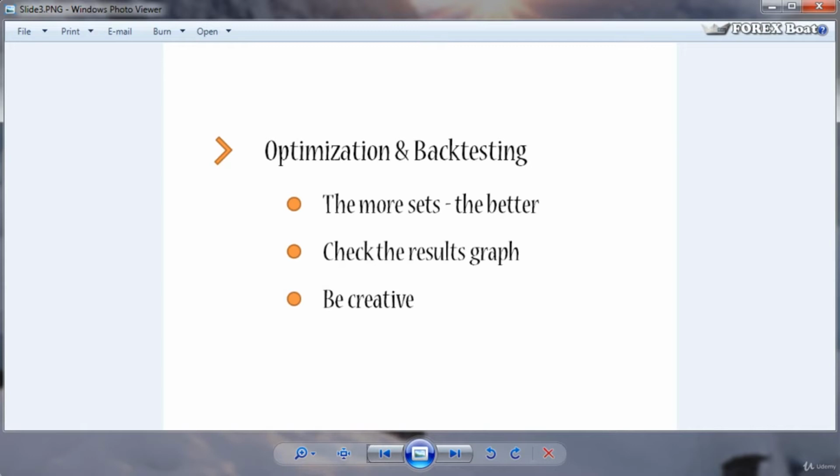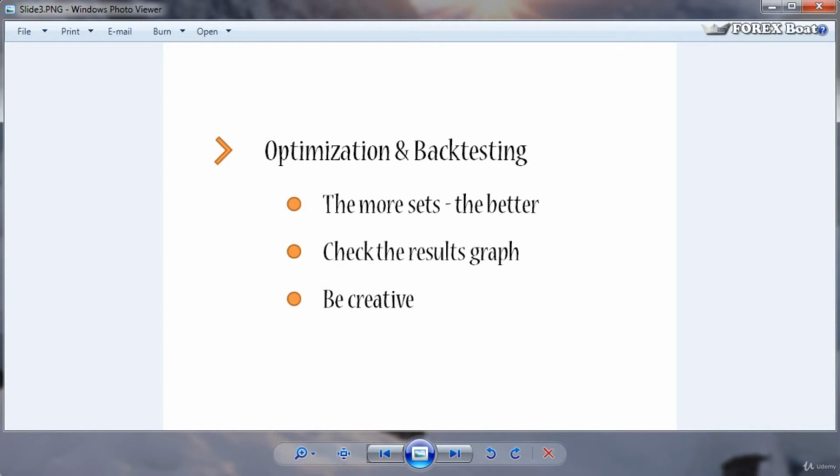Also, don't forget to check the results on the graph. So once you've got the optimization results, don't just look for the highest profit or the lowest drawdown. Also make sure that you always run the backtest for each one of the ones that you want to pick out and look at the graph, because the graph will tell you much more than the stats can, and will help you pick out the sets that you're actually comfortable with.